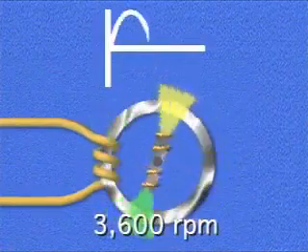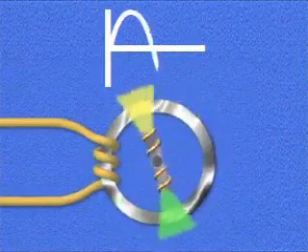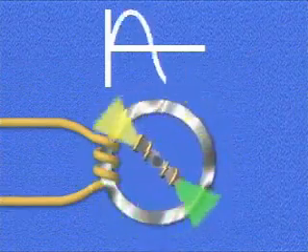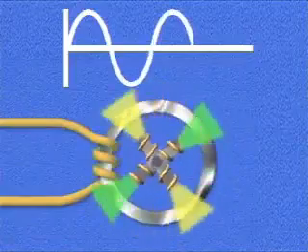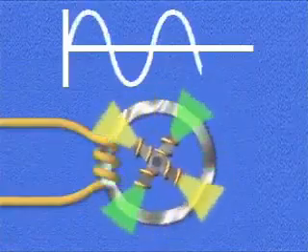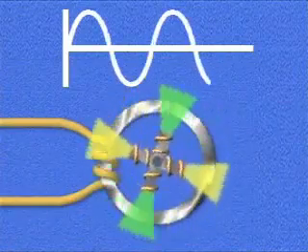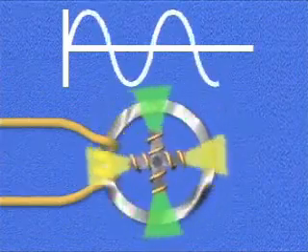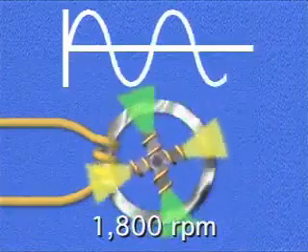In order to produce 60 hertz, a generator's rotor has to make 60 complete revolutions each second, or 3,600 revolutions per minute, abbreviated RPM. But not all generators are built like this one, with one north pole and one south pole. In this example, there are two north poles and two south poles, so that each revolution produces 2 cycles of current. In this case, the rotor only has to make 30 revolutions in a second to produce 60 hertz. That's 1,800 RPM.